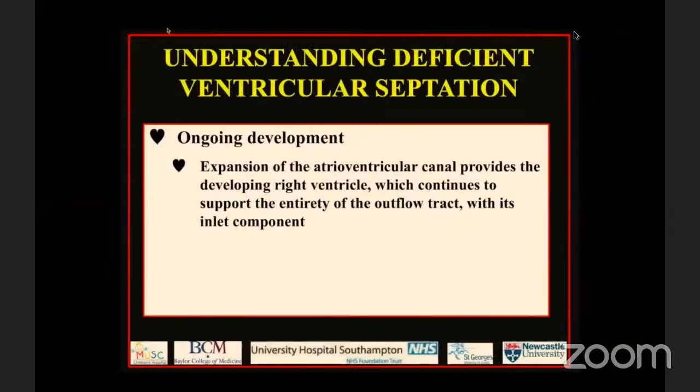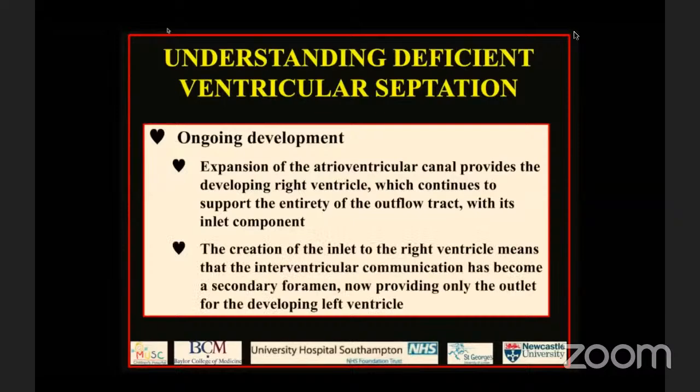So that is the starting point of remodeling of the embryonic interventricular communication. So the next thing that happens is there is expansion of the atrioventricular canal. Andrew has already pointed out to you that tricuspid atresia reflects the lack of any expansion of the atrioventricular canal. But if development proceeds normally, then the atrioventricular canal will expand rightwards, and this will provide the inlet of the developing right ventricle. But although it has its inlet, it will continue to support the entirety of the outflow tract.